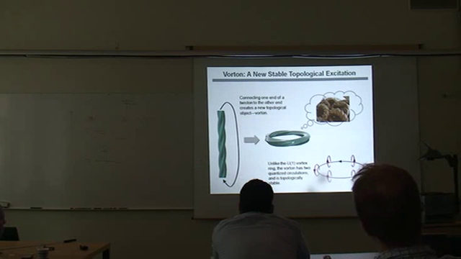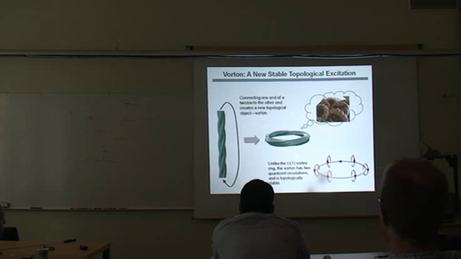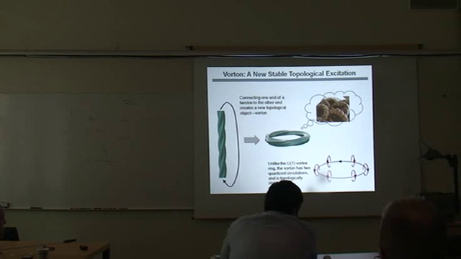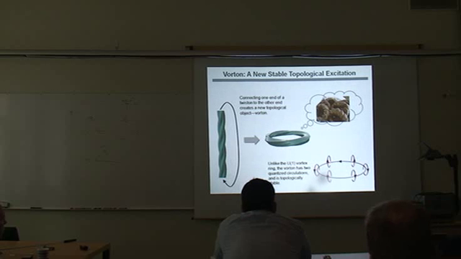Unlike the U1 vortex, this one has two quantized circulations, one along the vortex rim, one around the vortex rim. And because of the two-fold quantized circulation, this object is topologically stable. How to create this? I still have yet to answer. This is theoretical. But the point is that this is stable.